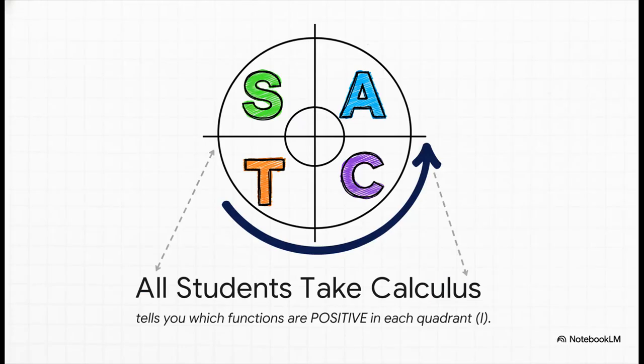And if you want a fantastic little way to remember that, just think of the phrase, all students take calculus. Starting in quadrant 1 and going around, it tells you which functions are positive. In quadrant 1, all of them are. In 2, only sine is positive. In 3, only tangent. And in 4, only cosine. It's a super handy trick.